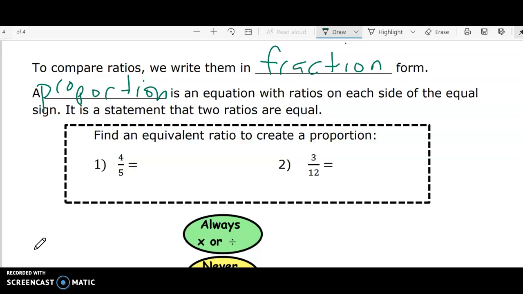Okay, so if I put 16 here, 4 times what is 16? 4. Then I must multiply 5 times 4 to get 20. Okay, what if I did 3? I can. 4 times 3 is 12. 5 times 3 is 15. There's a lot of them. They do not have to be whole numbers.